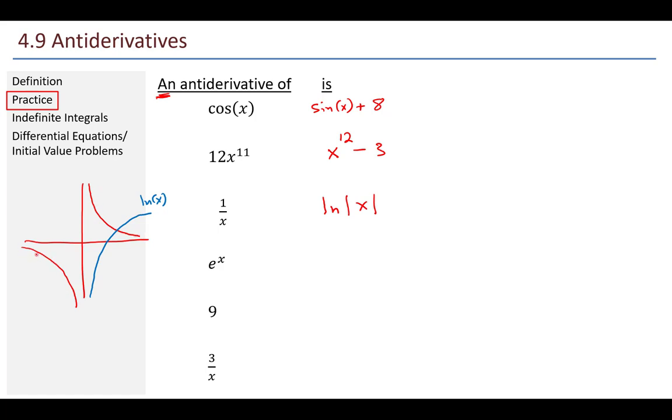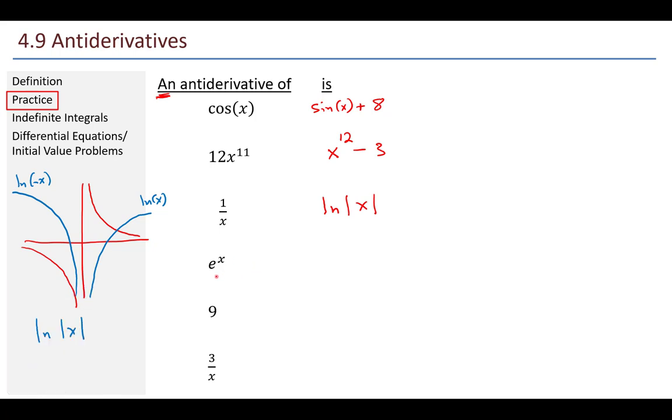But 1 over x has a negative part also, and so to find a function that's the antiderivative of that, it turns out all I have to do is take my natural log and reflect it over the y-axis, and that's the natural log of negative x. Well, I can combine both of the natural log parts together by simply writing the natural log of the absolute value of x.